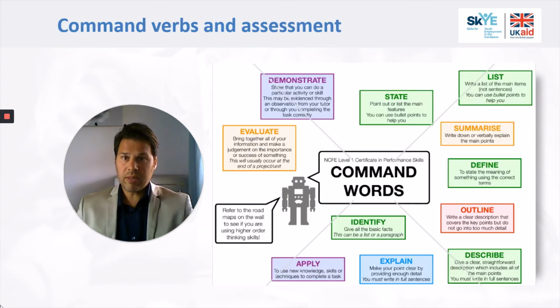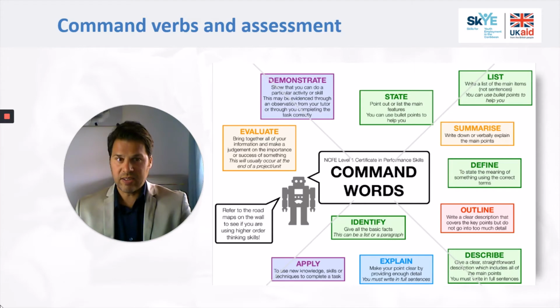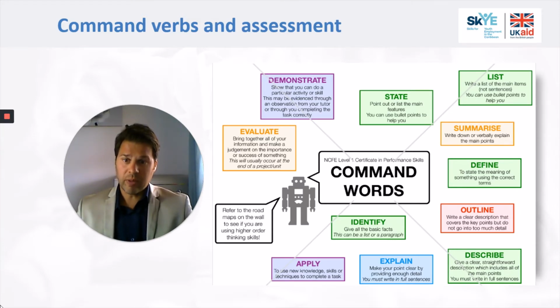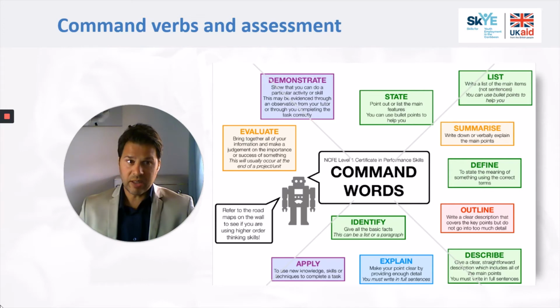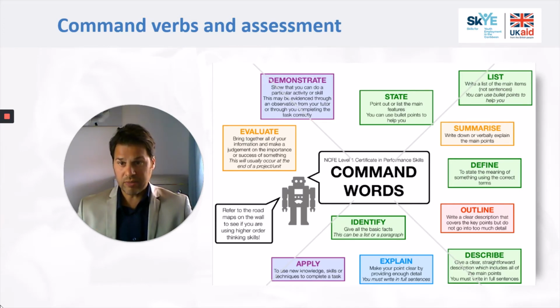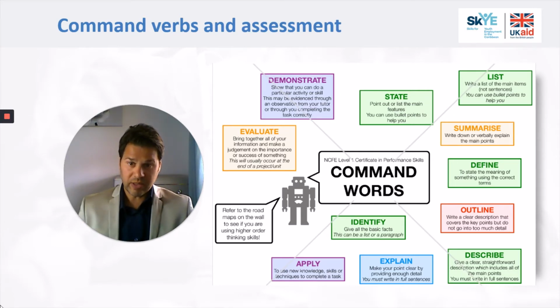So let's have a look at these command verbs and assessment. If we look through each one of them, some of them are easier to talk about than others in the ways that you can assess. So let's have a look at list, for example. We could say that list is writing down a list of components that you need, or a list of ingredients that you need. Now that could be done as a written task, or it could be done as a verbal task. Students are asked to verbally list, which could be recorded and included in their portfolio. So students could be given the option between a written list or a verbal list.